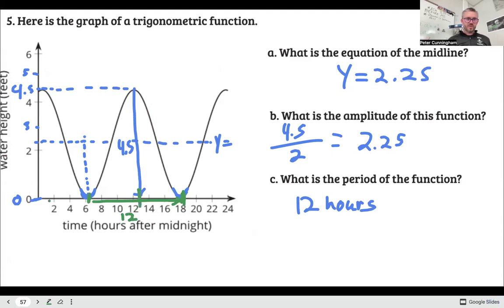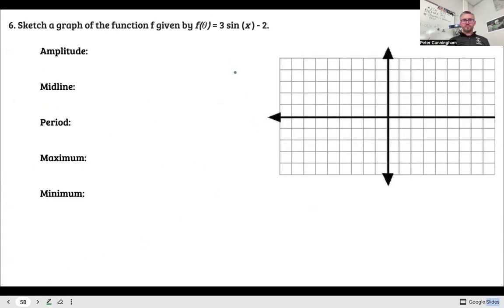Or if you just went from the beginning, I don't love that because it's not quite to the peak, 0 to 12 to get to that full wave. All right, I gotta move my.